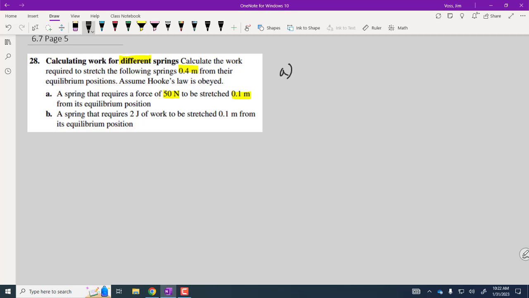So for part A, we are told we're using Hooke's law, so the forcing function says... well, let's just write Hooke's law down first. It says we're going to apply a force of 50 newtons, and that's going to stretch it 1/10 of a meter. So we know that for this spring in part A, our spring constant is 500.